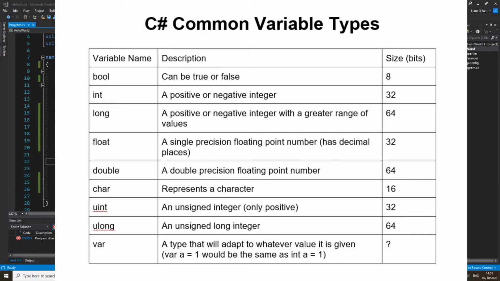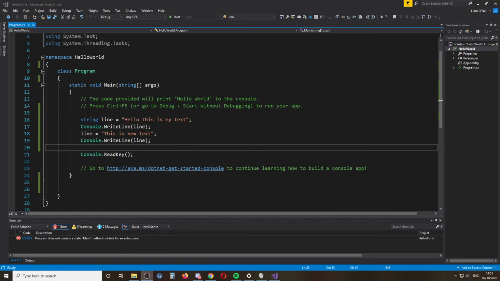Now this is quite useful. You don't see this in all languages, but most of the time it's safer to declare outright which variable type it is, just to avoid mistakes. But there are definitely cases where var is just the simplest thing to do. As I said, I'll put that in the description.